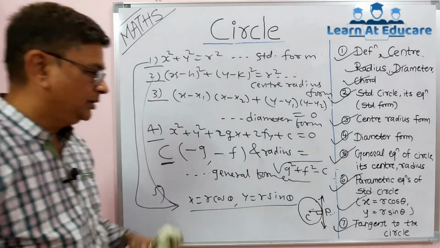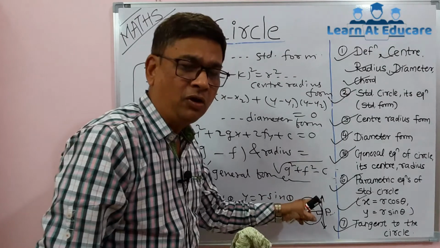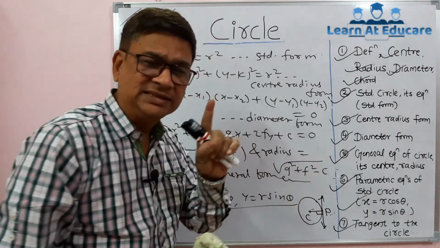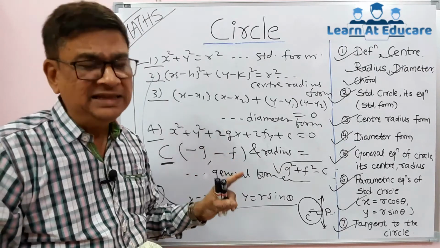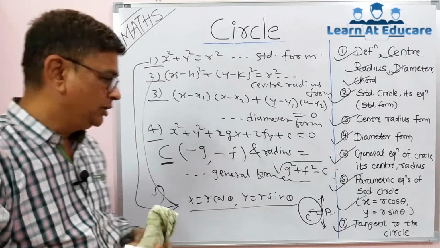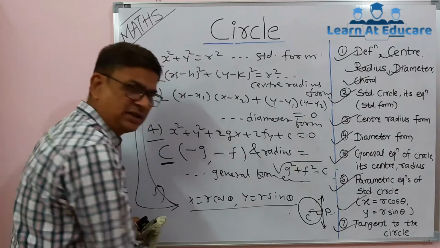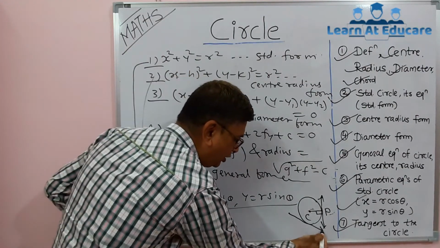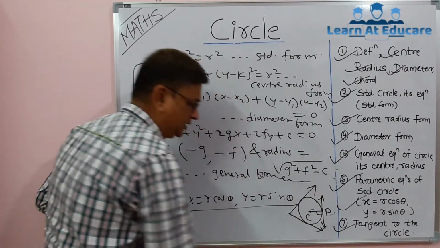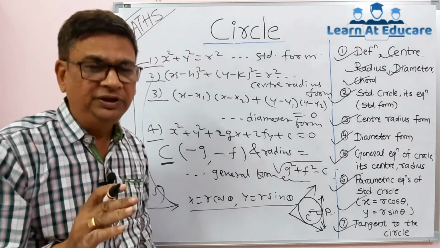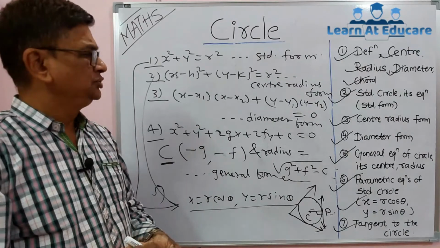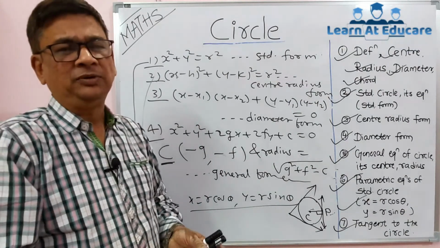One more thing, we can draw a tangent at every point on the circle. There is a single tangent. There is no tangent possible to draw from a point inside the circle. However, if a point is outside the circle, then we can draw two tangents. Through any external point to a given circle, we can draw two tangents. So that is the brief idea about the circle.